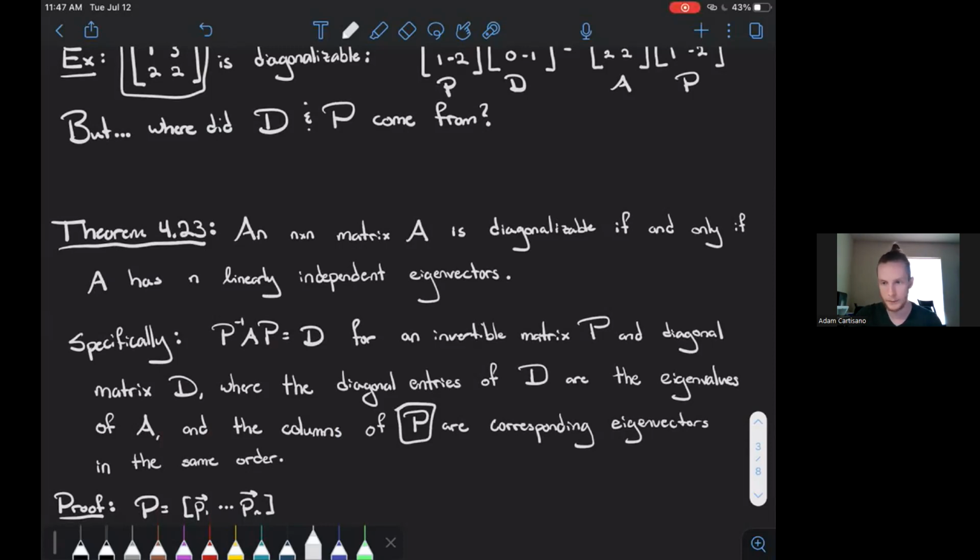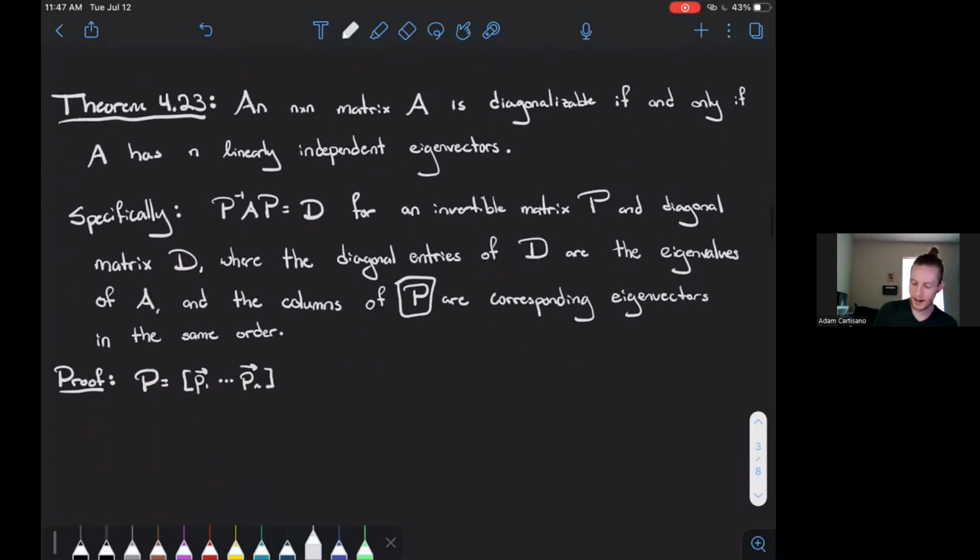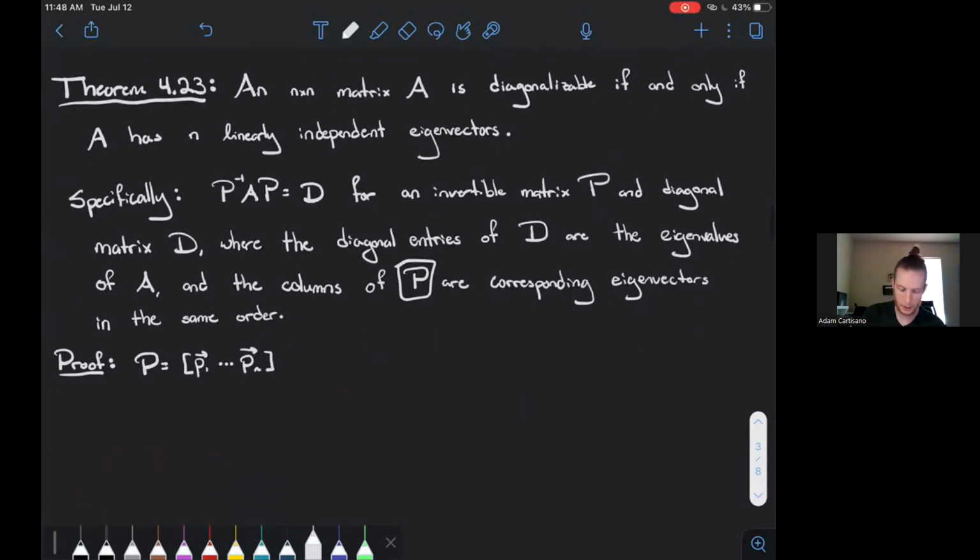In other words, if x is an eigenvector of lambda i, and lambda i is in column 3 of D, then x better be column 3 of P. Does that make sense? Okay. So now let's prove this theorem. It's going to be great. This is not so bad. This is an if and only if proof. The reverse implication is the same as the forward implication, so we're just going to do one. But it goes like this.